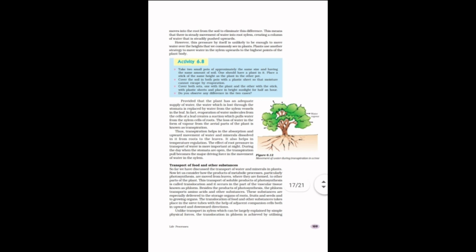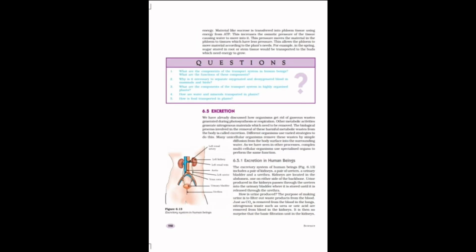It is then no surprise that the basic filtration unit in the kidneys, like in the lungs, is a cluster of very thin walled blood capillaries. Each capillary cluster in the kidney is associated with the cup-shaped end of a coiled tube called Bowman's capsule that collects the filtrate. Each kidney has a large number of these filtration units called nephrons packed close together.